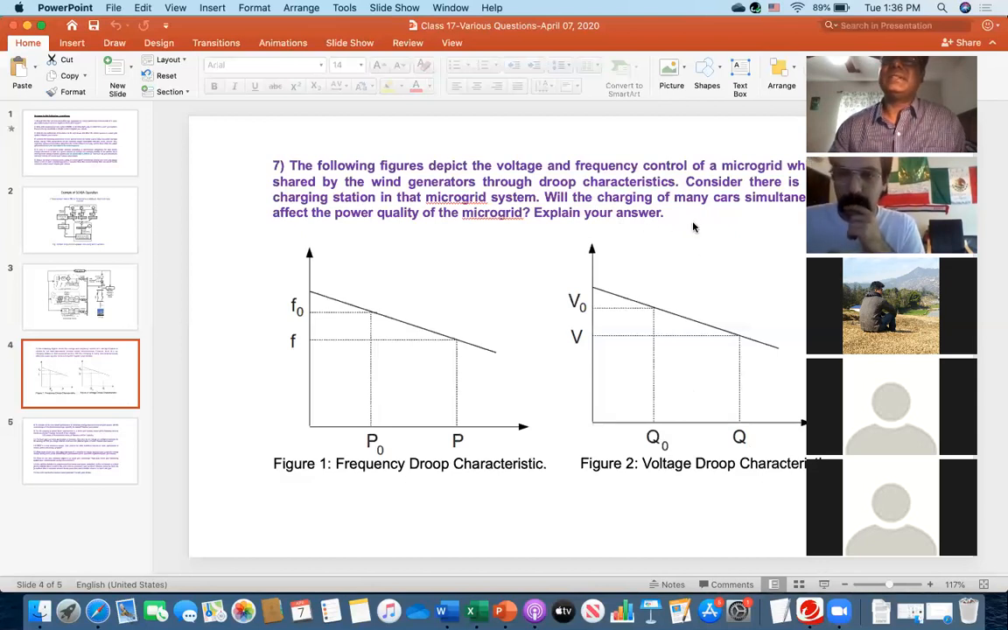You will say that because many cars are simultaneously being charged, they are drawing high power, and that high power means high real or active power. That will cause the frequency to go down. Simultaneously, because many cars are being charged, voltage will go down. Consequently, the reactive power will increase, and that will impact the power quality because the power factor will be low. So that is the answer. So is everybody fine? Yes. This is also a very vital, very important question that I have brought here.